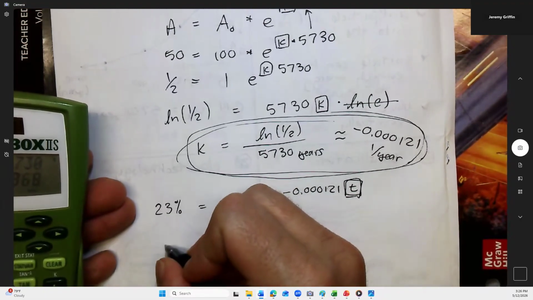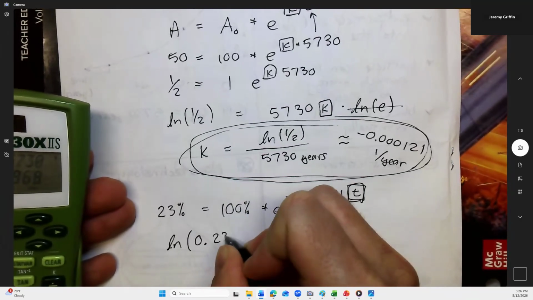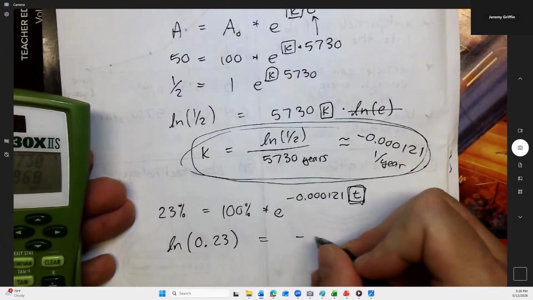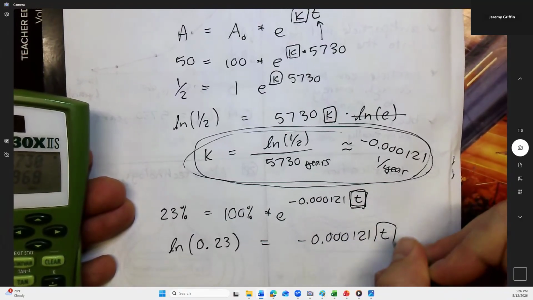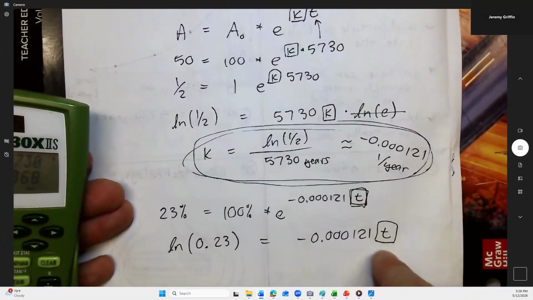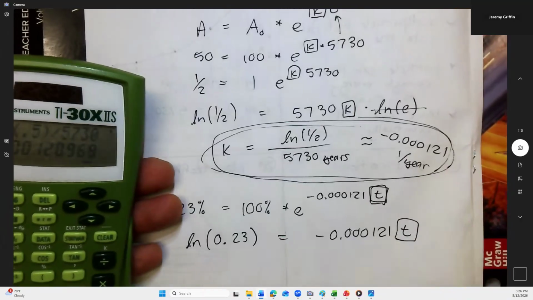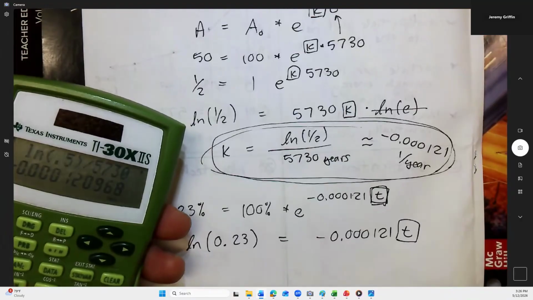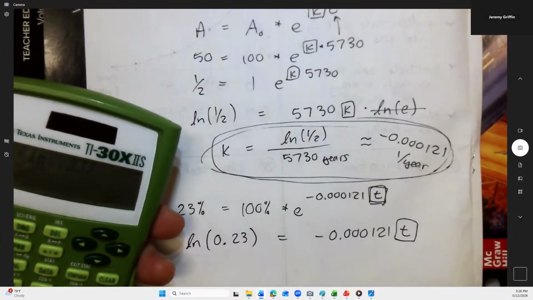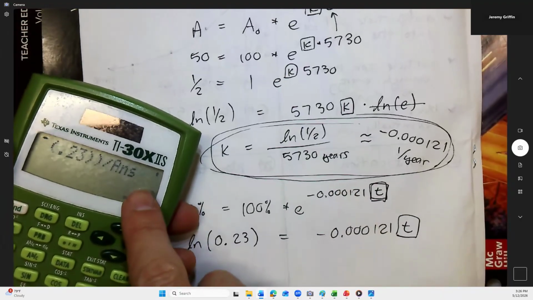And I'll take the natural log of both sides here. I'm going to skip an algebra step. So we take the natural log of both sides, and then on the right side, that just gives me negative 0.000121t. Okay, solve for t. I'll divide by this coefficient, which looks like that k value that we found from before. Actually, I've got it stored on my calculator screen, so I'll just say divide by input. So it's natural log of 0.23 divided by that crazy value that I have plugged in right there.